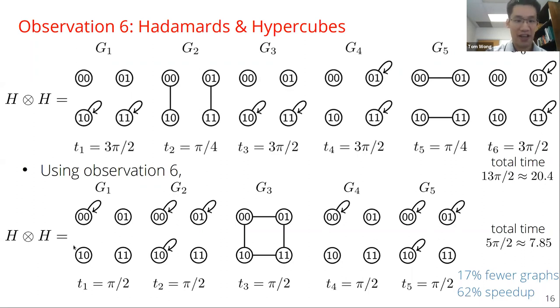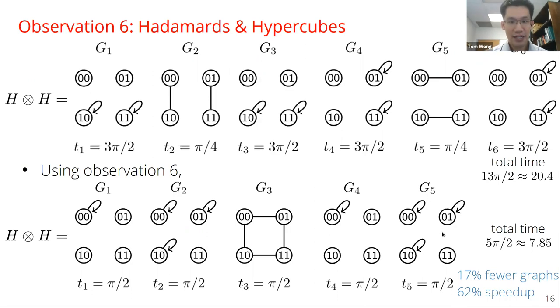So you do all the phase adjustments here, and then you do a walk on a 10D hypercube, and then you adjust phases again like this. So you'd still just have 5 graphs. Whereas if you implement Hadamards one at a time, the number of graphs would increase as you add more Hadamards. So the improvement in the number of graphs is actually quite significant as the number of Hadamards goes up.